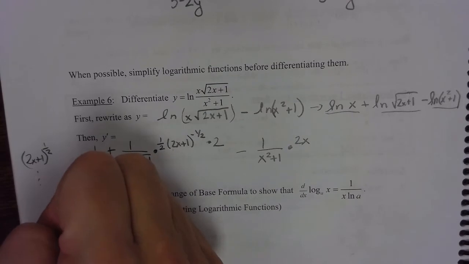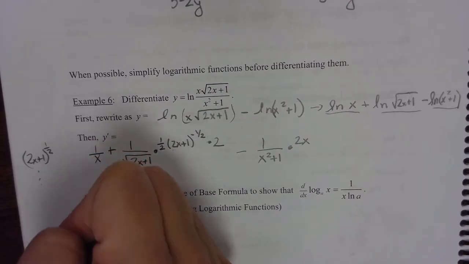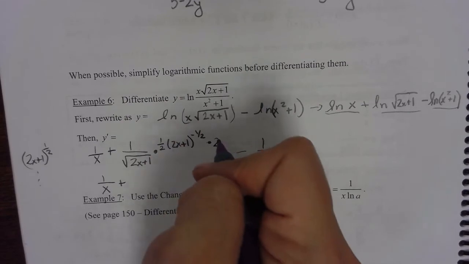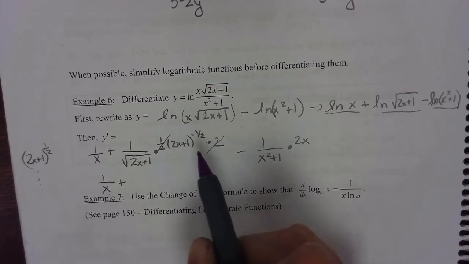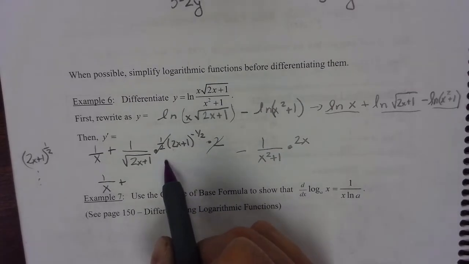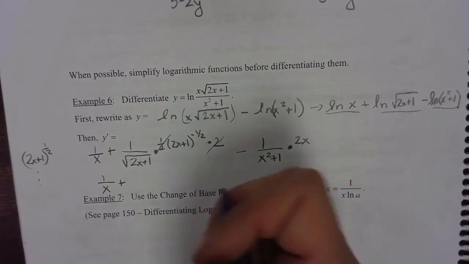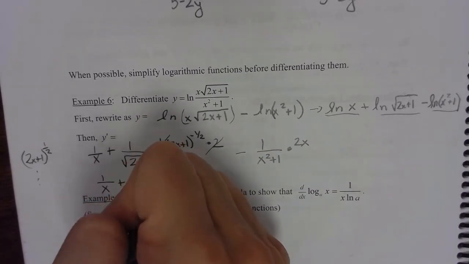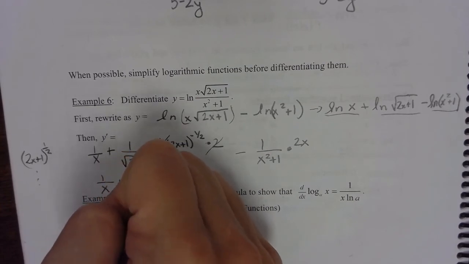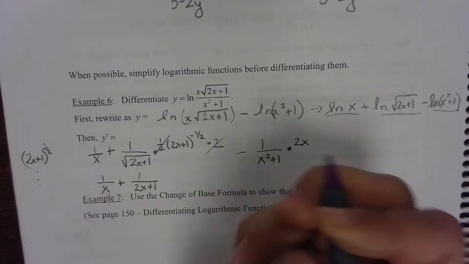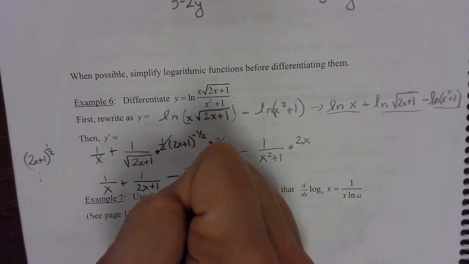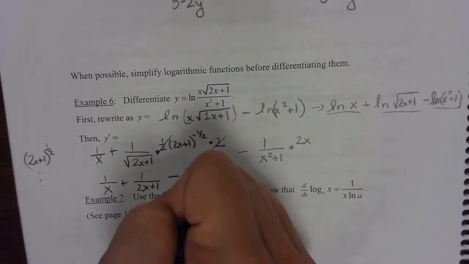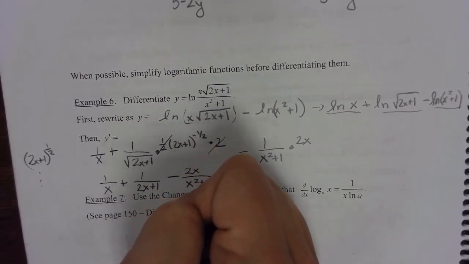Okay, I'm going to simplify that a little bit. So 1 over x stays the same, plus, well, this 2 and this 1/2 become 1, so they cancel. This comes down below as a square root. Well, what's the square root times the square root? It gets rid of the square root. So it's 1 over 2x plus 1 minus, and this can't be simplified, so we're just going to put it together as 2x over x squared plus 1.